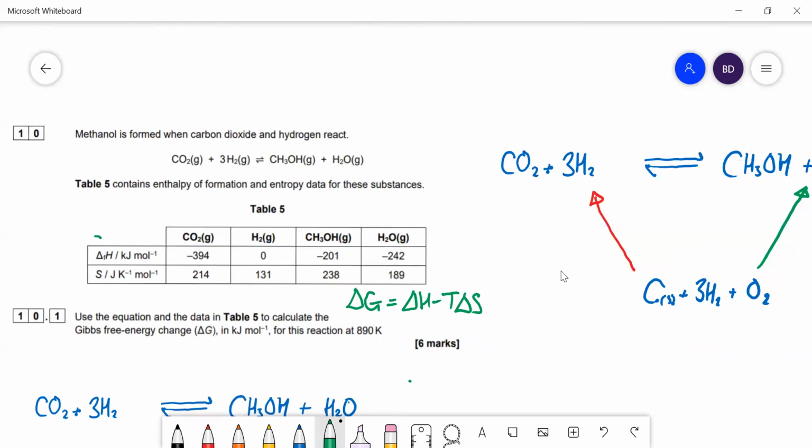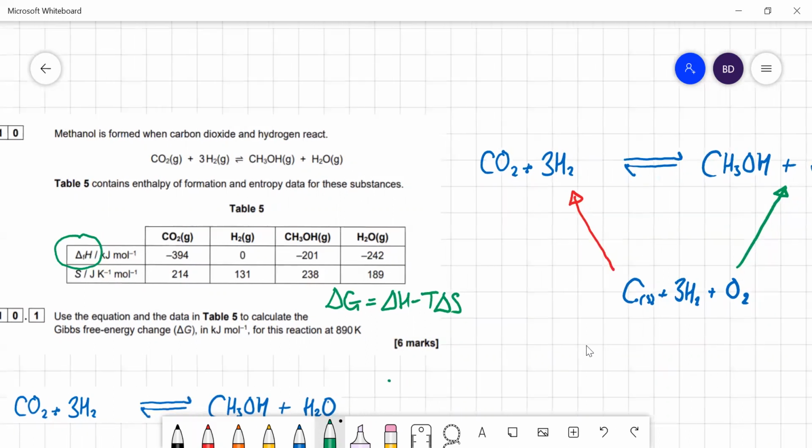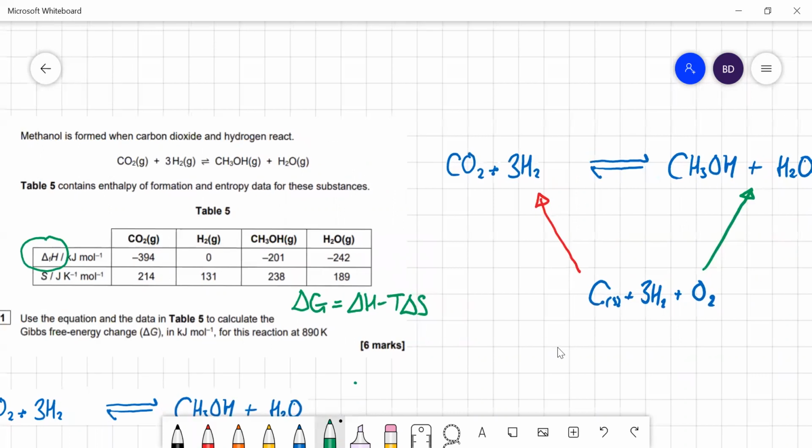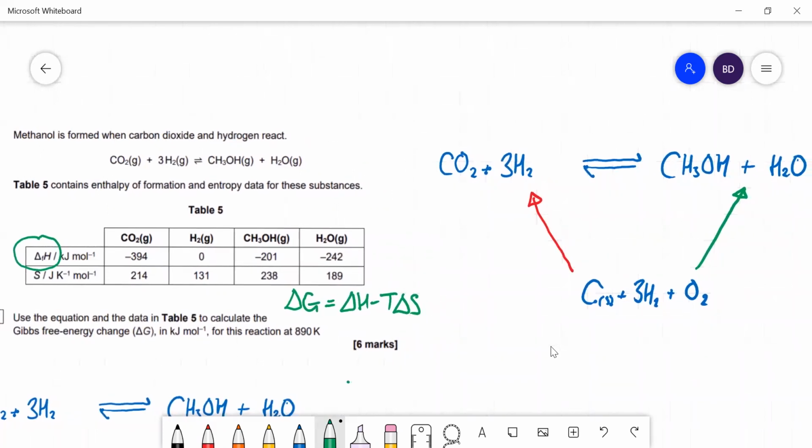So they've given us delta H formation for the data values here. So I've made a little Hess's law cycle here. That's the way I like to do it. I have got the equation on top, and down here I've got the elements in their standard states. So in the red arrow going up, all we are doing is making 1 mole of carbon dioxide, so that's going to be minus 394 on that arrow. On the green arrow, we're making 1 mole of methanol, which is minus 201, and 1 mole of water in the gaseous phase, so that's minus 242.